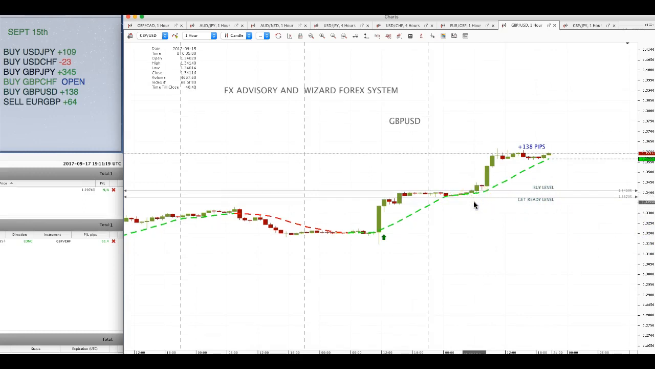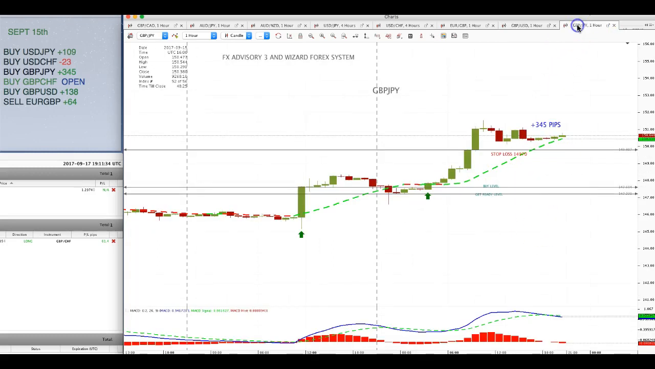I don't think we had a buy signal on the wizard other than this one. Yeah, right here, the wizard. It was just one buy signal on the wizard on Thursday, and this continued to rally through Friday.